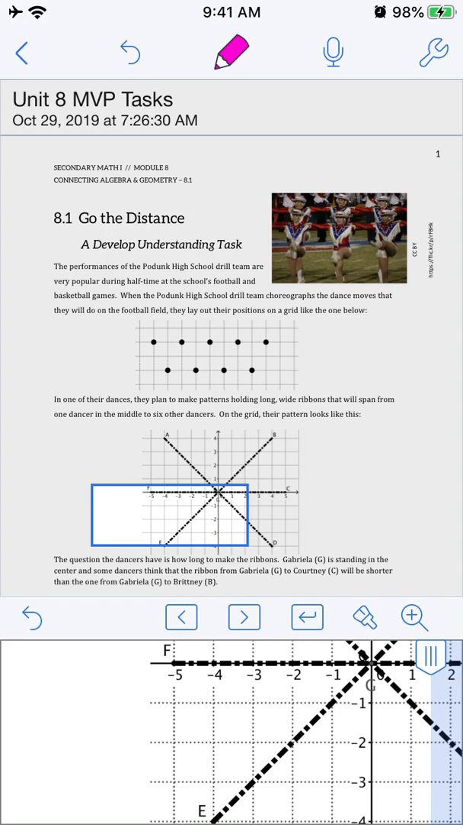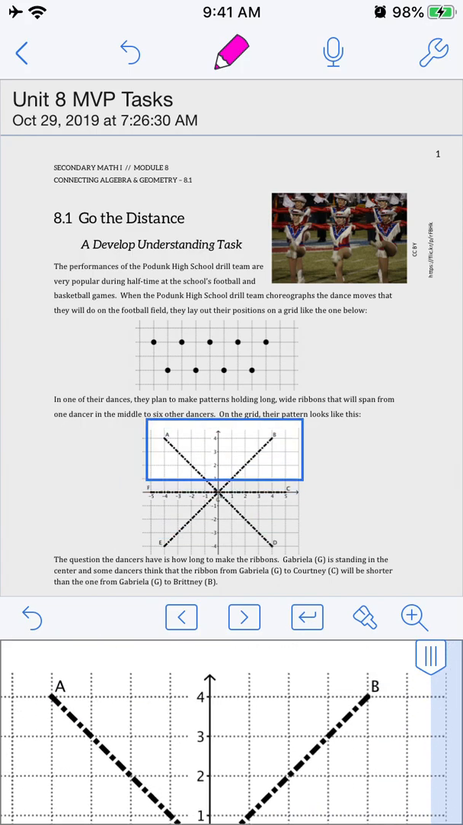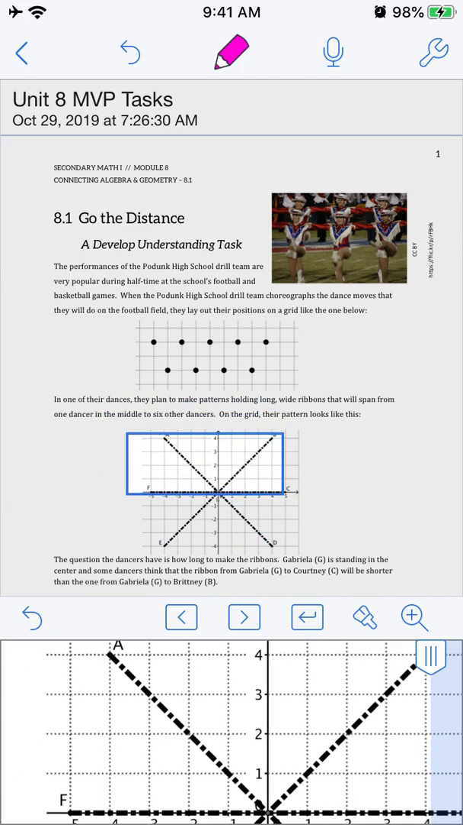So let's get started. The performances of the Podunk High School drill team are very popular during halftime at the school's football and basketball games. When the Podunk High School drill team choreographs the dance moves that they will do on the football field, they lay out their positions on a grid like the one below. In one of their dances, they plan to make patterns holding long, wide ribbons that will span from one dancer in the middle to 6 other dancers. On the grid, their pattern looks like this.